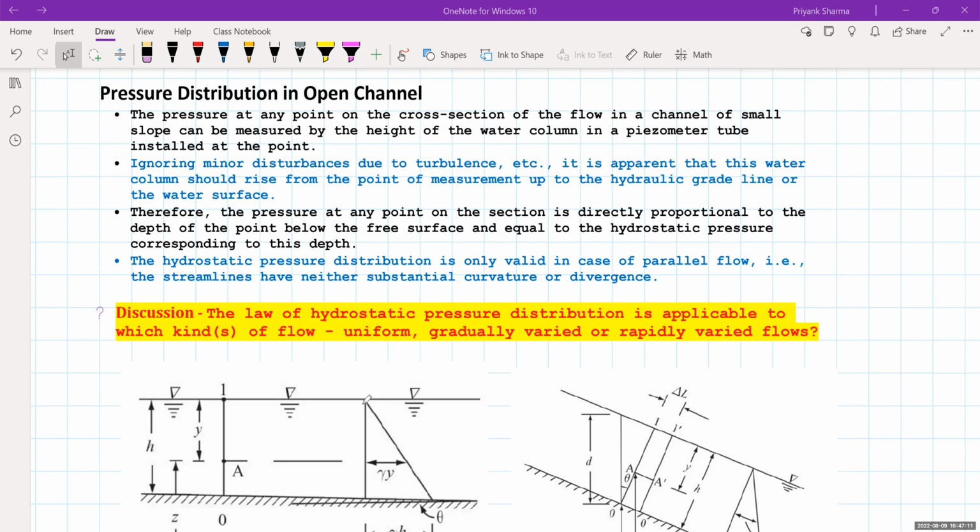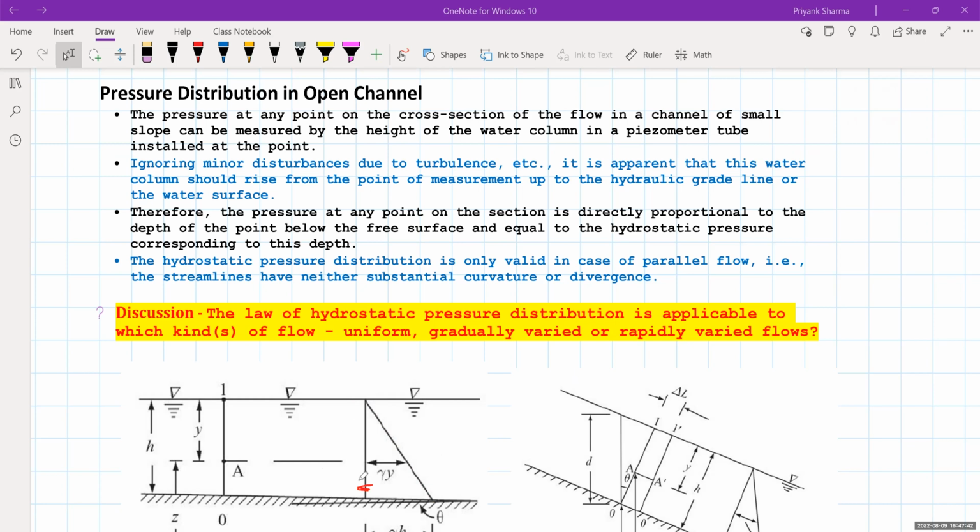So as we discussed, at the free surface your pressure is 0. Whatever the depth of water column below the free surface, that is directly proportional to the pressure, and this particular phenomenon is called the hydrostatic pressure distribution. You might have studied this in fluid mechanics also. It is a triangular pressure distribution. It increases with the depth. Why is it more at the bottom? Because more and more fluid layers rest above that particular point.